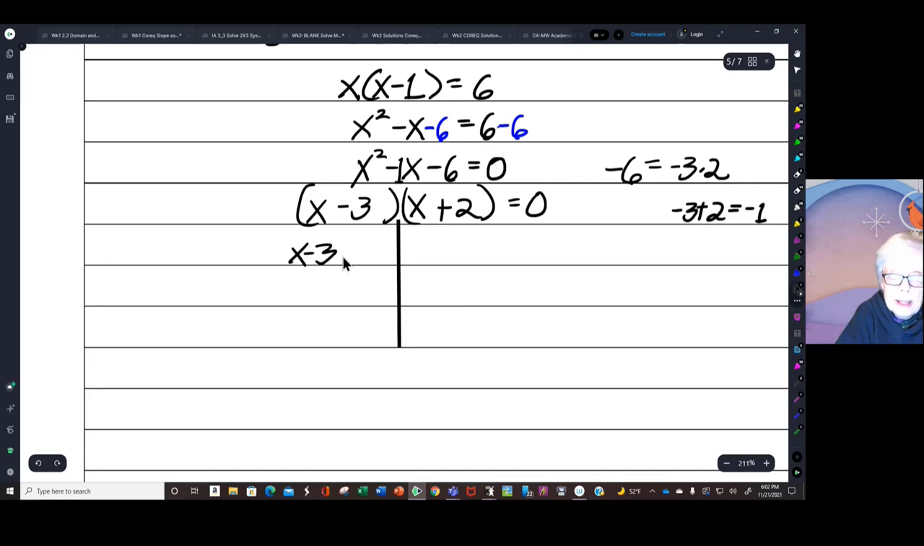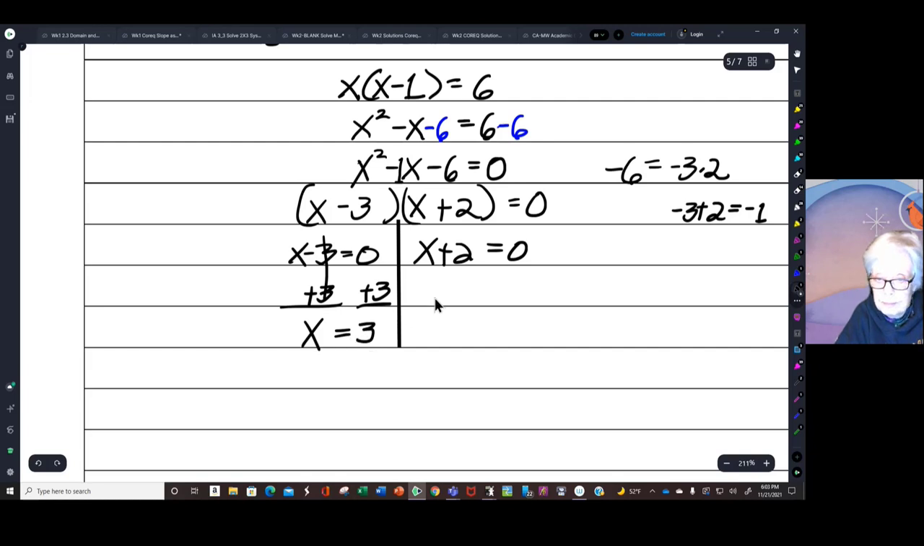X minus 3 equals 0. X plus 2 equals 0. Add 3 to both sides. Minus 2, minus 2. X equals negative 2.